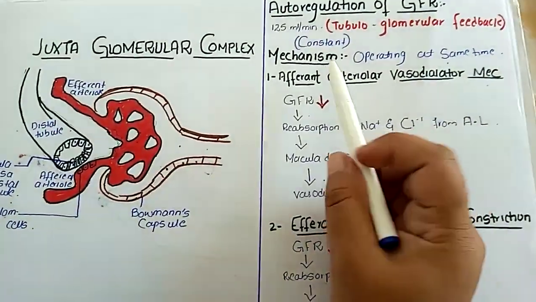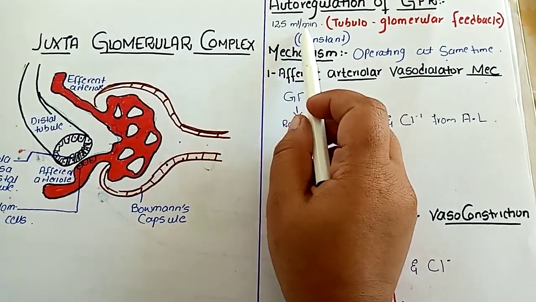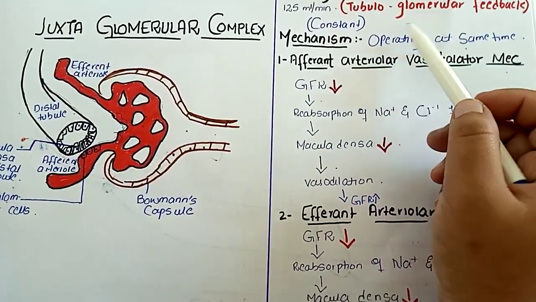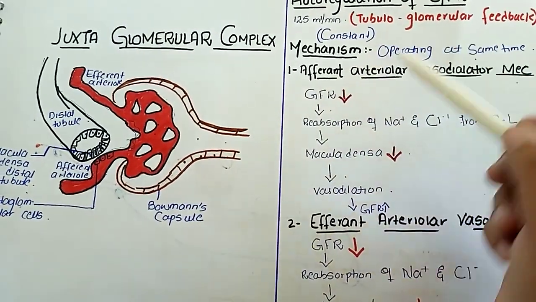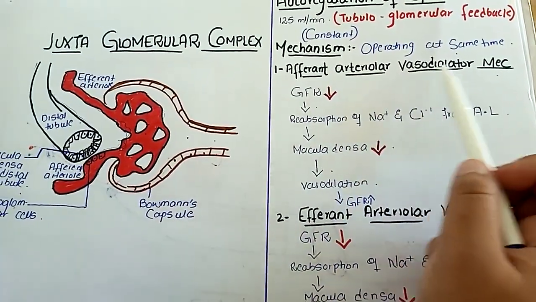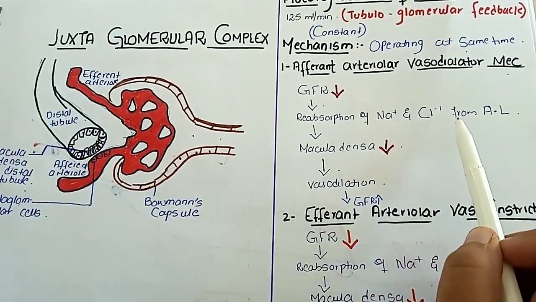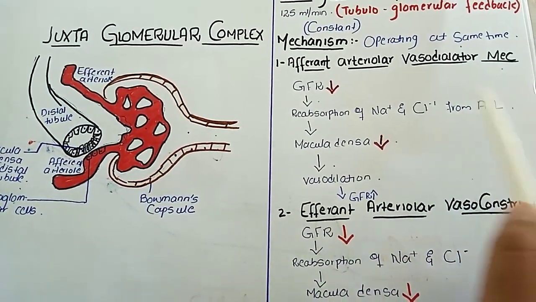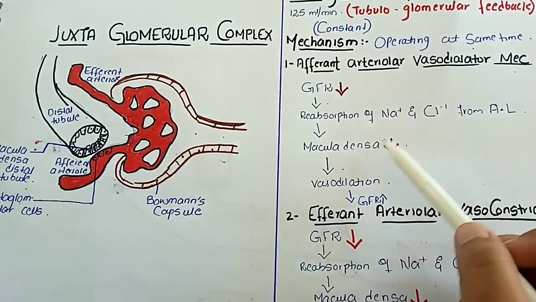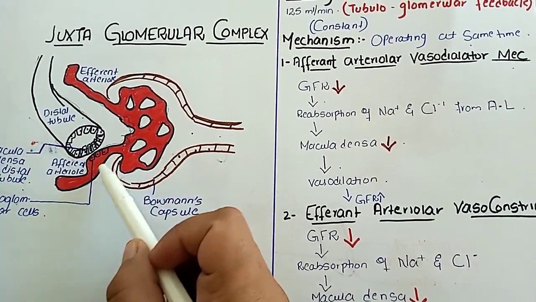What is autoregulation? Autoregulation is the maintenance of a constant value of GFR, which is 125 ml per minute, by the process known as tubuloglomerular feedback. The processes involved in this feedback operate at the same time. The first one is the afferent arteriolar vasodilator mechanism. When the GFR is decreased, the reabsorption of sodium and chloride from the distal tubule will occur, and as a result the concentration of these ions at the macula densa will decrease, vasodilation of the afferent arteriole will occur, and GFR will increase.